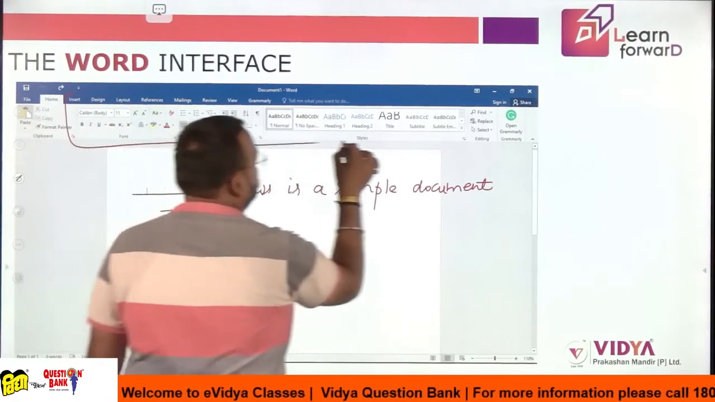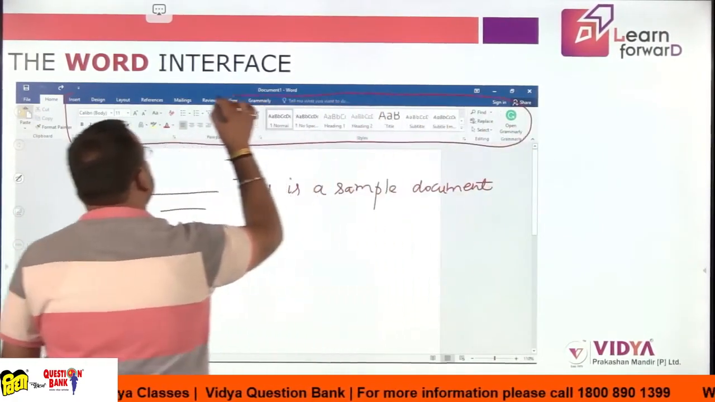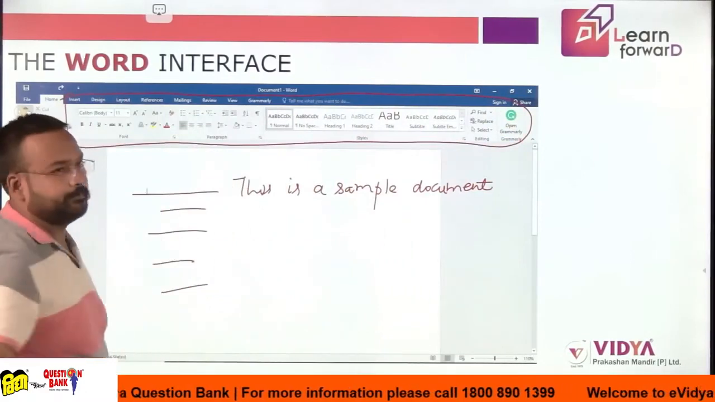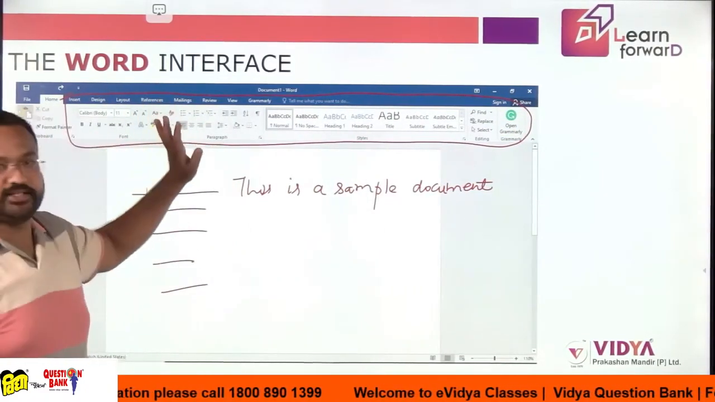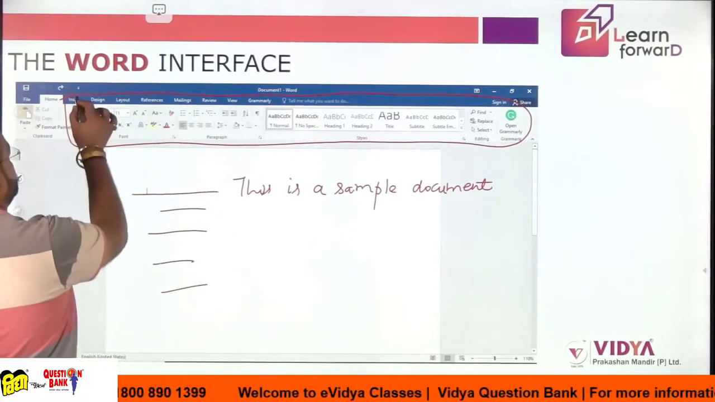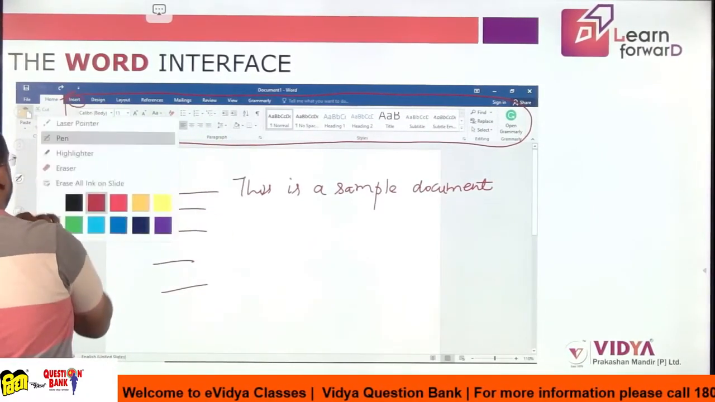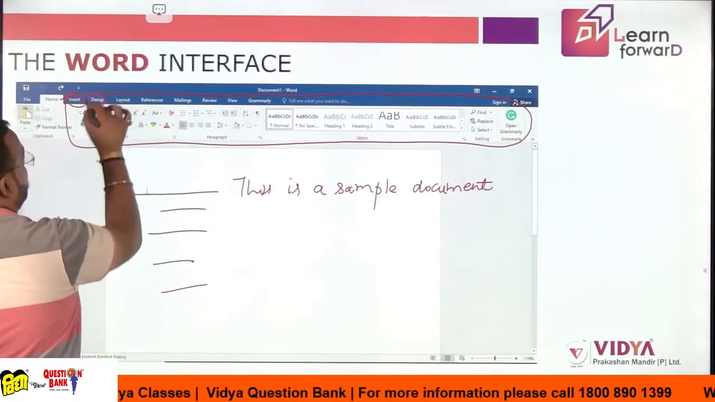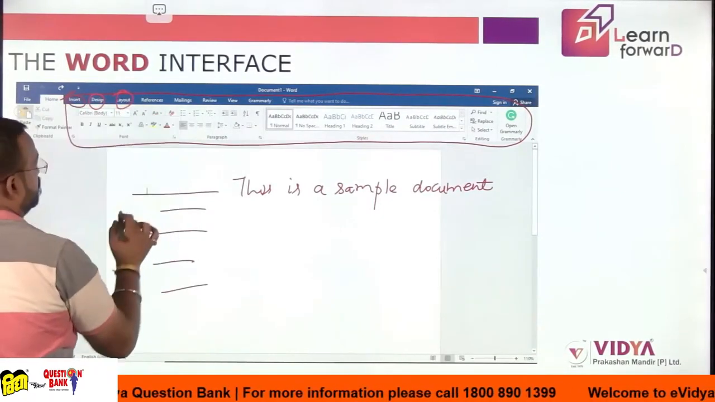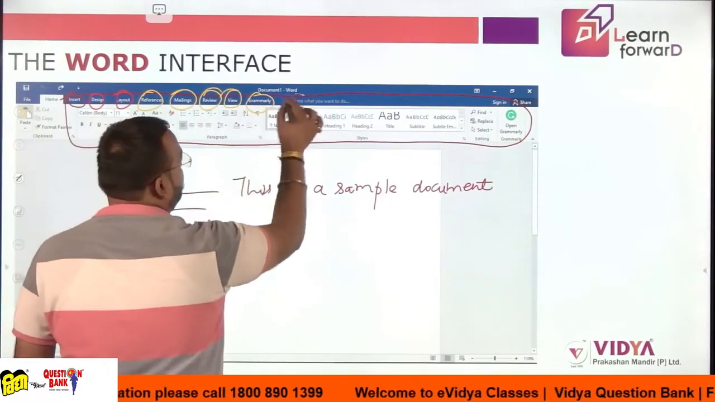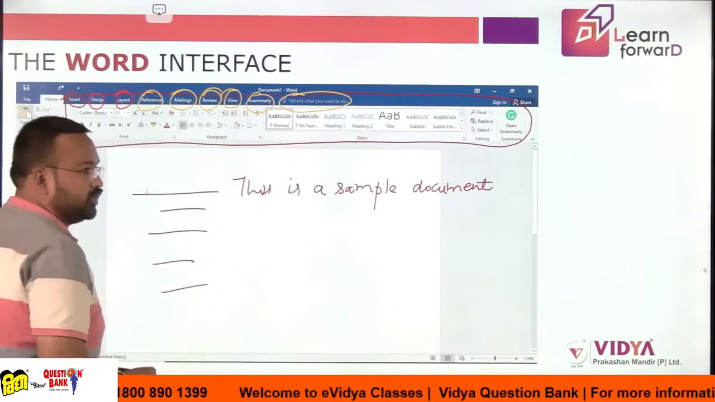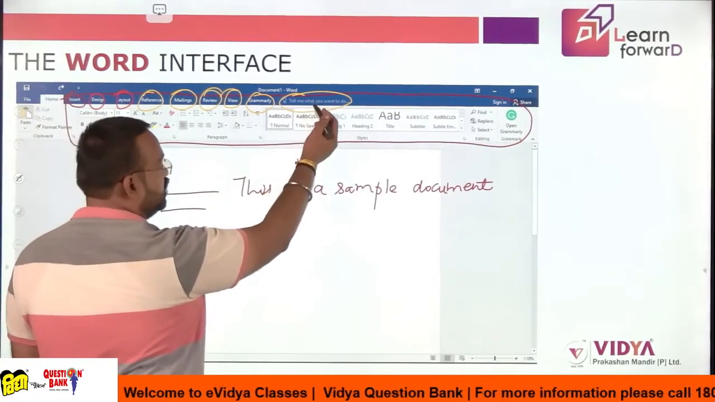These are the different commands that are provided by Word. So this particular thing is called a ribbon. These are your different tabs that contain different kinds of commands in them. So these are the different tabs. This is the feature that we talked about earlier, the Tell Me feature.